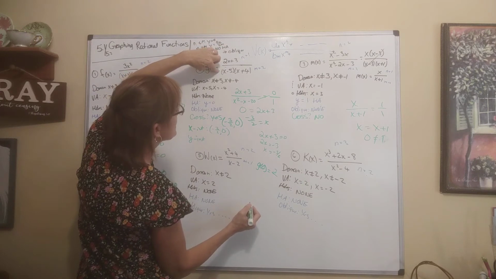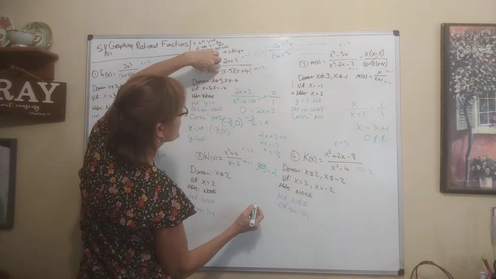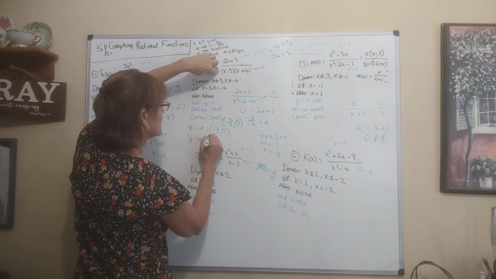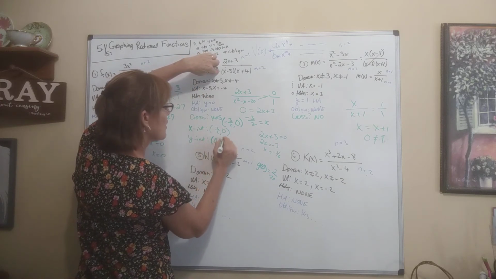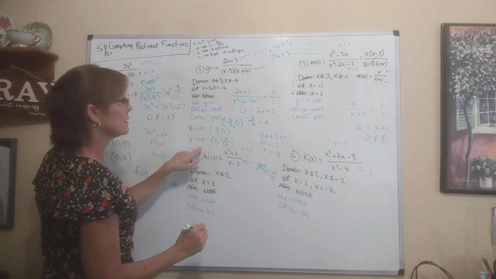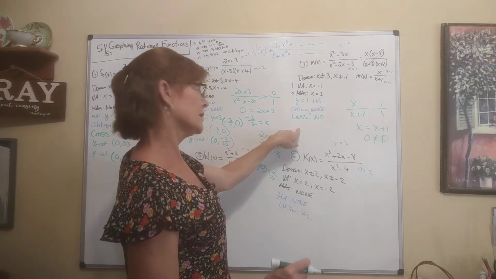0 minus 5 is negative 5. 0 plus 4, negative 5 times 4, 3 over negative 20. So this means when x is 0, y is negative 3 over 20. That's the y-intercept, okay? X and y-intercepts for this guy.